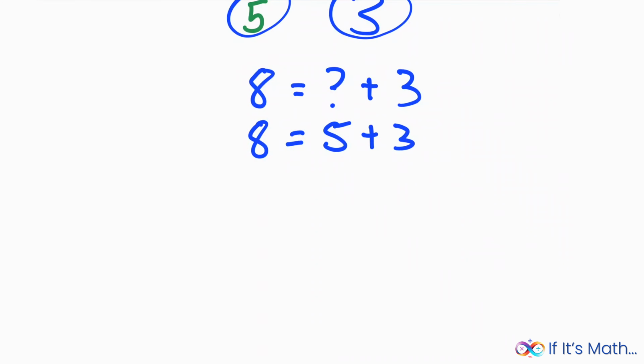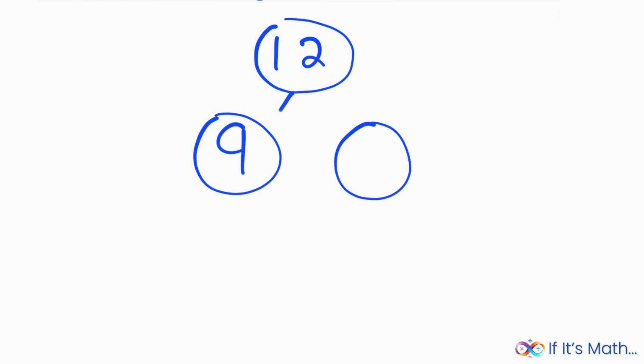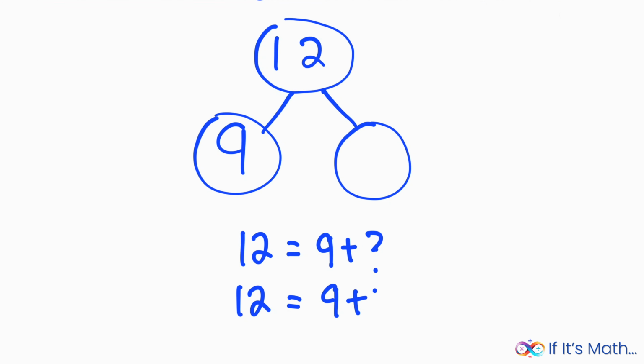But let's try a few other practice problems with different parts of the number bond missing. So let's try 12, 9, and unknown. So same thing, just think about that equation. So we know that 12 is 9 plus some number. That, of course, is going to be 3. So you just fill 3 into the missing space in the number bond.